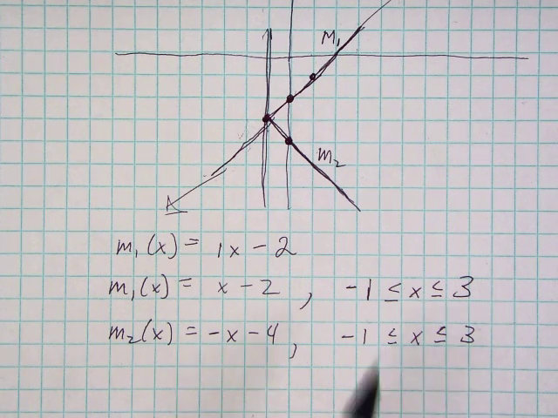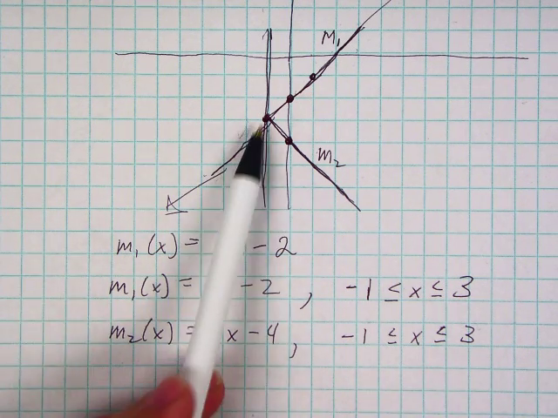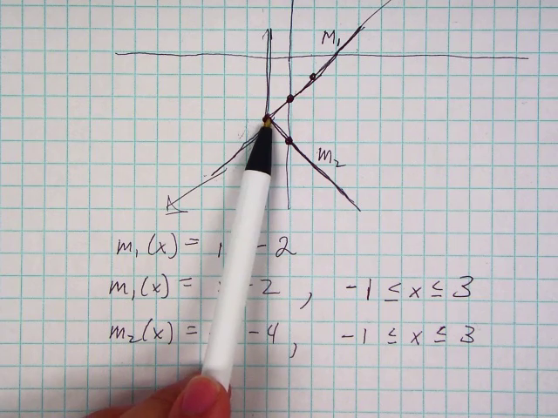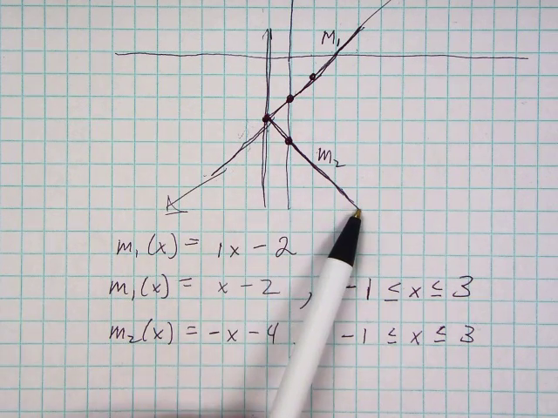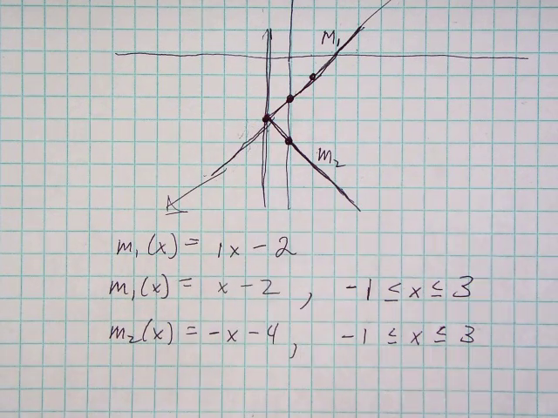Again, you can type this into your calculator, but I don't recommend you put it in your calculator. You don't have to. Just by visualizing it, look at what your minimum x value is and your maximum x value is. So -1 to 3. So that's how you can visualize it.